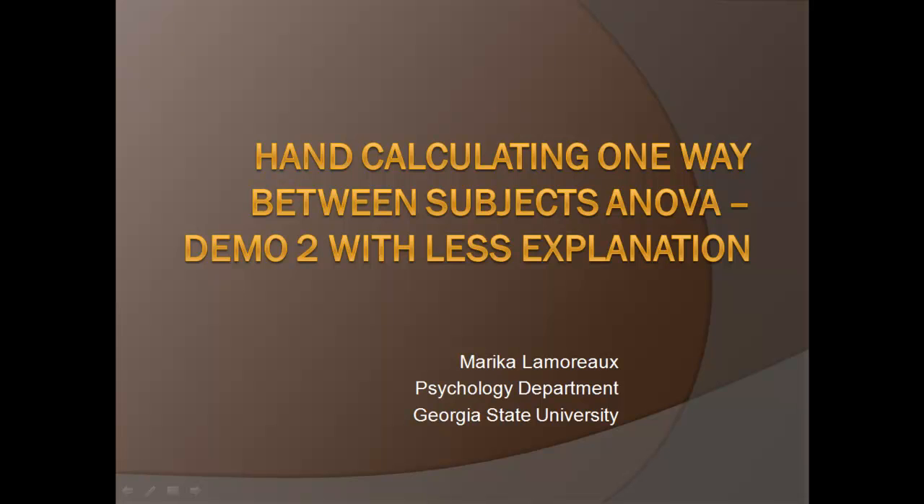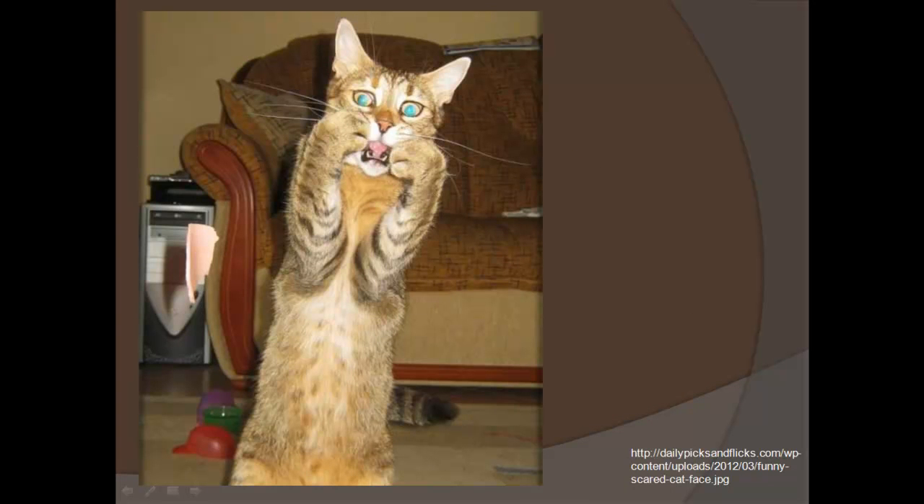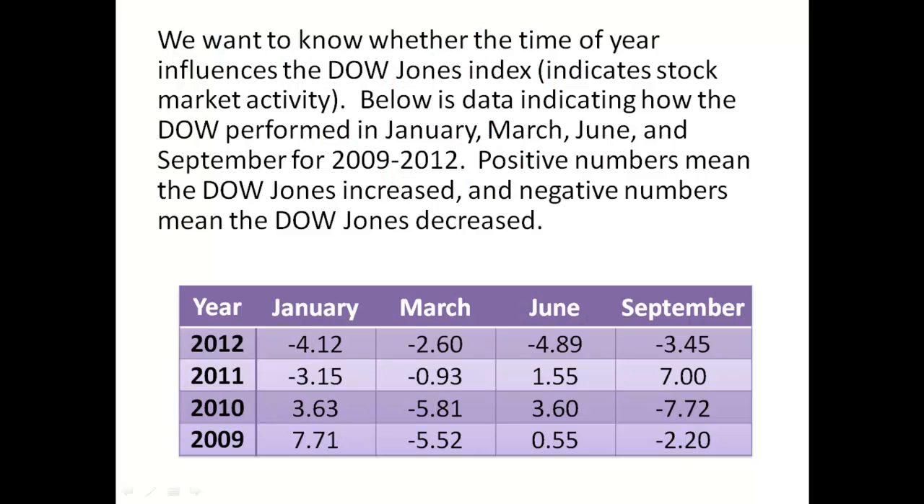So we will begin. And how many of you, when you think about hand calculating a one-way between subjects ANOVA, feel like this? I know that perhaps it is a horrifying thought for you, but we will get through it and it will be okay. So here's the sample problem.